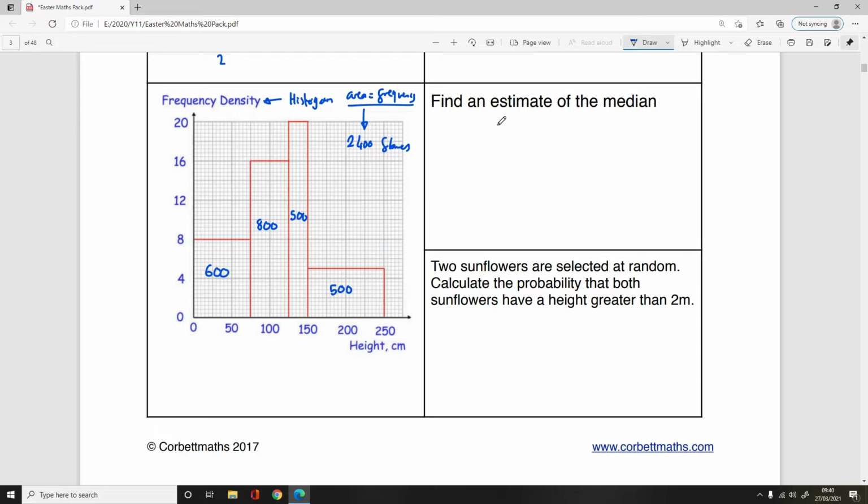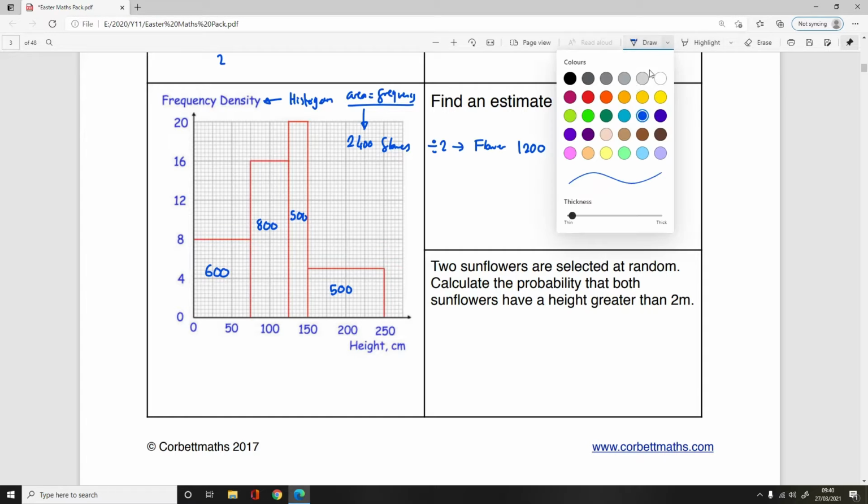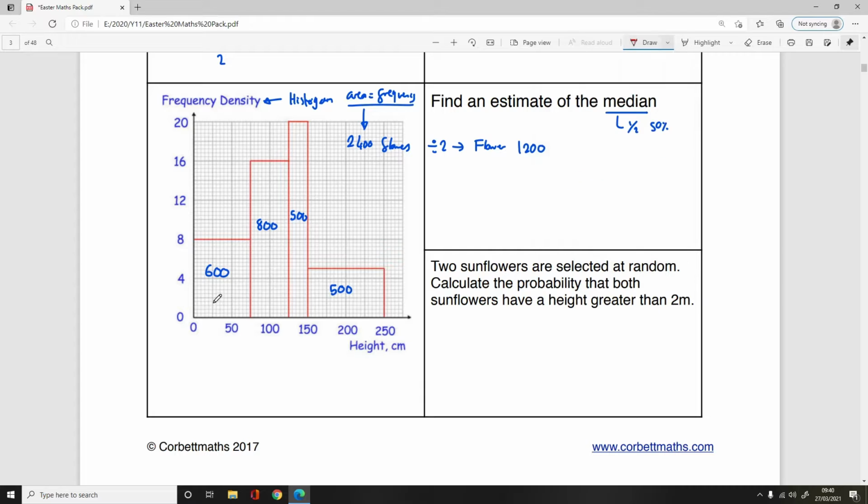Now if we want to find an estimate for the median, what does the median mean? The median means like halfway, or 50%, or something like that. There are 2,400 flowers, so if you divide that by 2, that tells us we want to find flower number 1,200. Where is that? Well, we know it's not in the first bar, because that's only 600 flowers so far that are between 0 and 75. So it's somewhere in the second bar, because the second bar would take us up to 1,400.